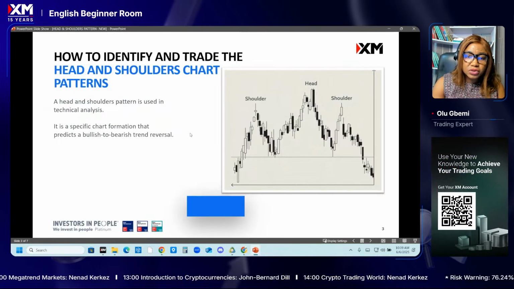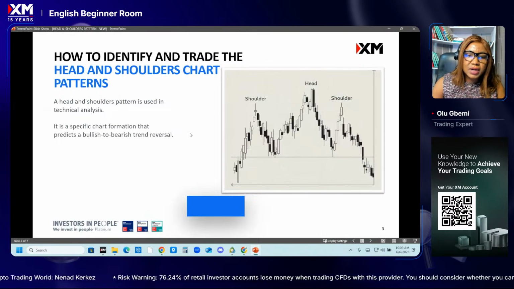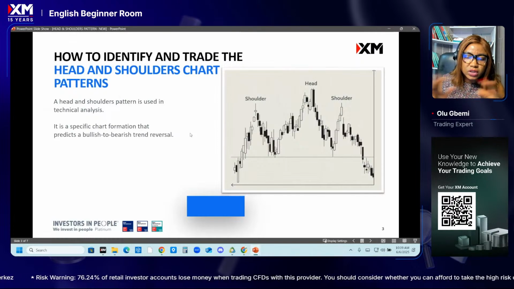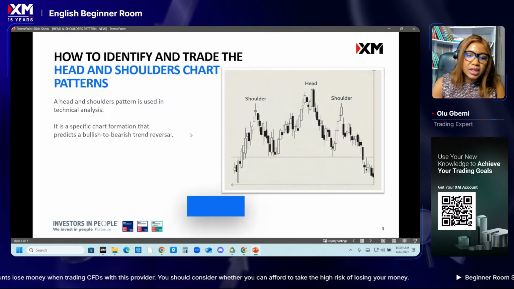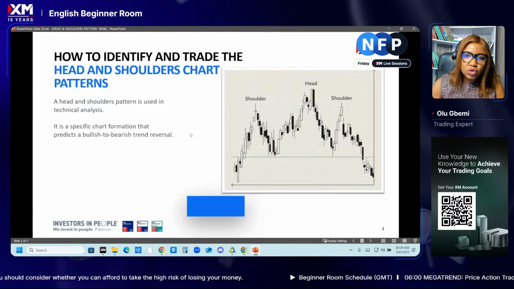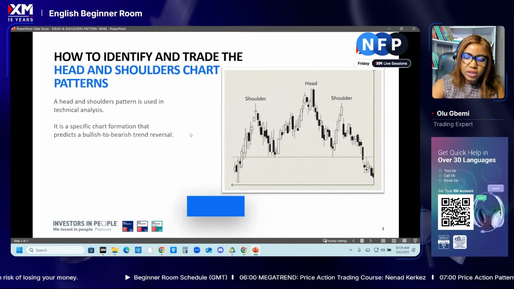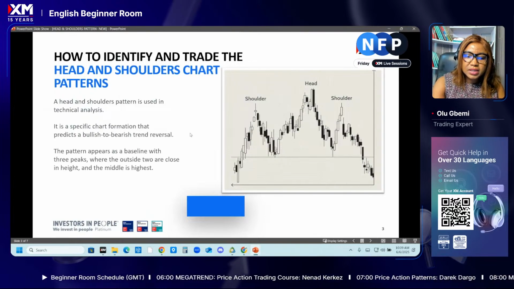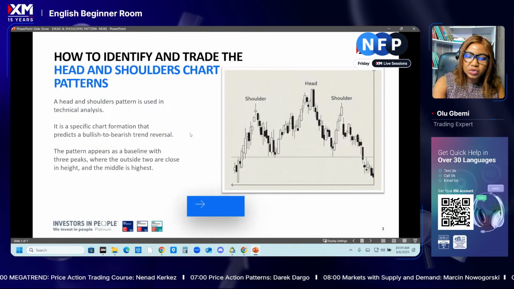For me to be able to trade based on these patterns, I think it is also quite important to know how to identify the trend, know what the market structure is, and what the pattern is telling you. So if we are in an uptrend, for instance, and I am seeing a head and shoulders, usually this represents a pattern showing that the trend wants to move away from that uptrend into a downtrend. The pattern appears as a baseline with three peaks where the outside two are close in height and the middle is the highest.